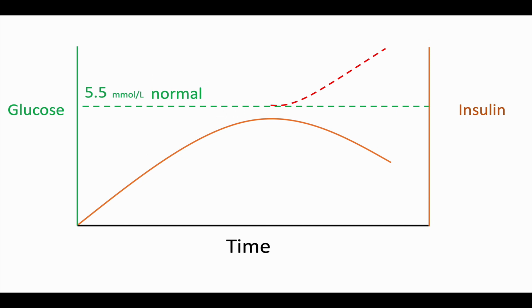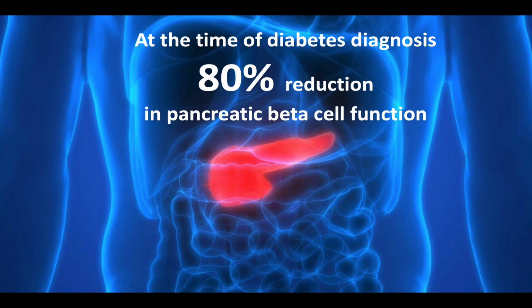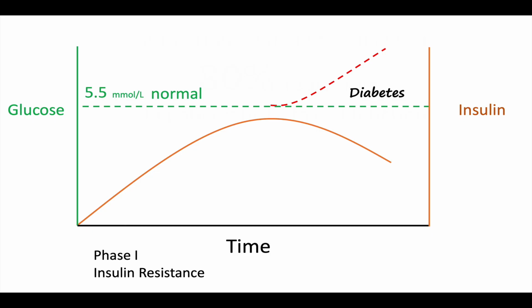Left unchecked, the pancreas starts to produce less insulin. Still higher than baseline, still higher than normal, but not enough insulin to control blood sugars. We have the diagnosis of diabetes. And generally by this point in time, you've seen an 80% reduction in pancreatic beta cell function. This first phase is really insulin resistance, and it happens without blood sugars going abnormal. And the second phase is where you get this decreased insulin secretion, and the pancreas is affected. And that's where you see the blood sugars being elevated.